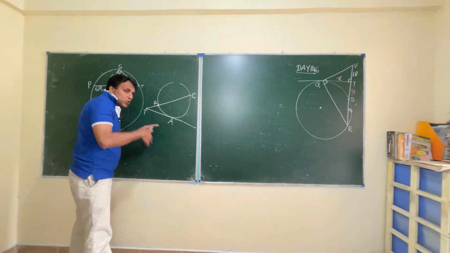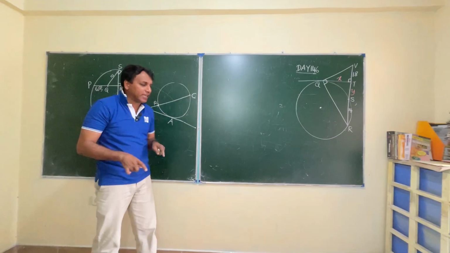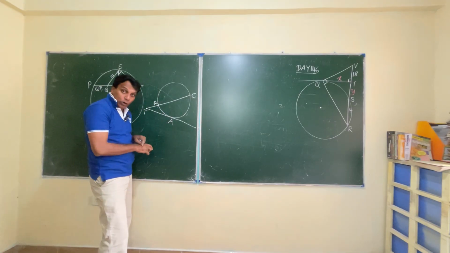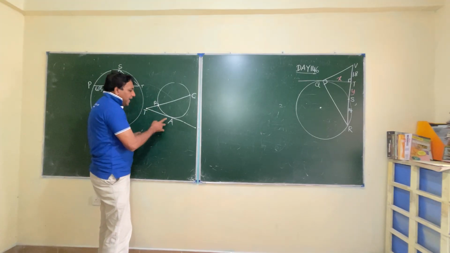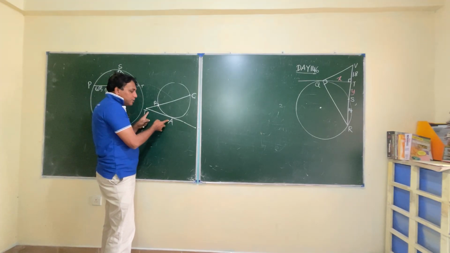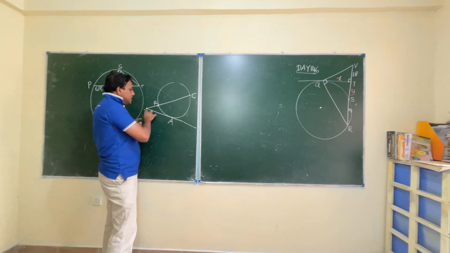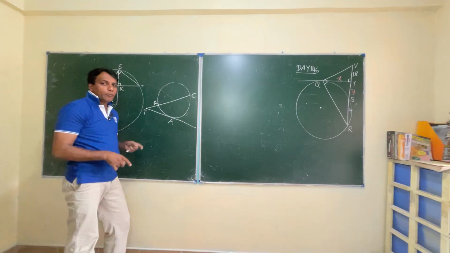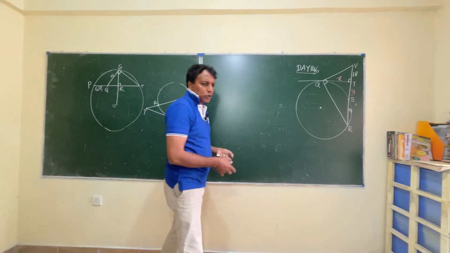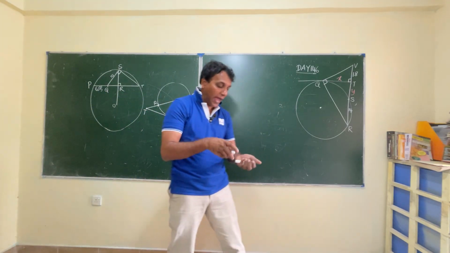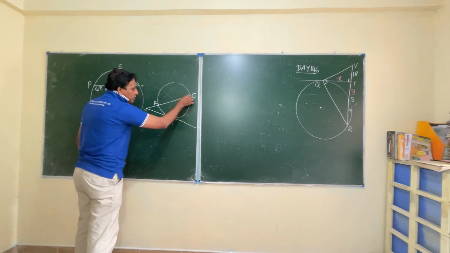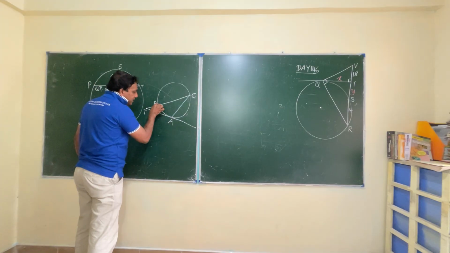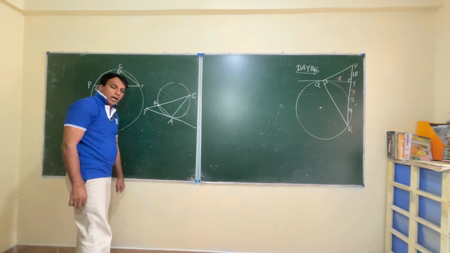So there is a theorem: TA square equals TB into TC. That is, TA square, the square of the tangent, equals TB into TC. I will prove it. We can ask all-level students to prove that using similar triangles. There's a construction: can I join this and this as a construction?